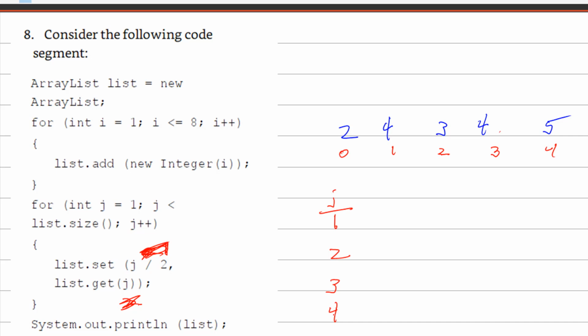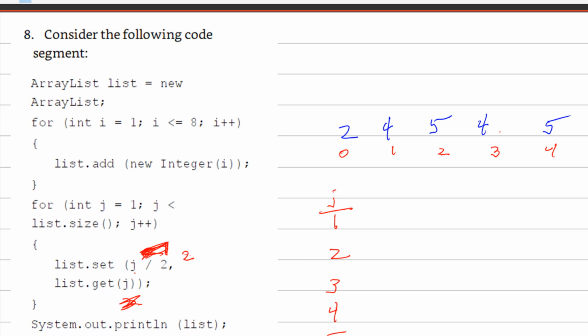Okay, now we have list.set J over 2, list.get 4. So list.set 4 over 2, which is going to put in the 2 position what is currently in the 4 position. So there's a 5 in the 4 position, so I'm going to overwrite what's in the 2 position with the 5. What's in the 2 position is a 3, so I'm going to overwrite it with a 5. Okay, then J moves on to 5.